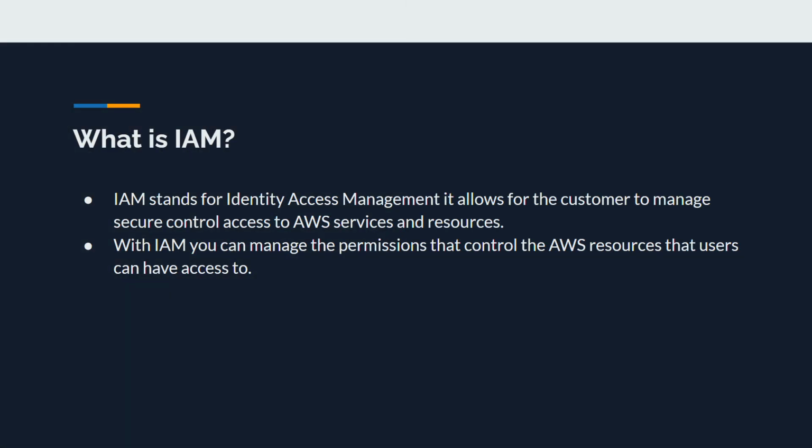What is IAM? IAM stands for Identity Access Management. It allows for the customer to manage secure control access to AWS services and resources. With IAM, you can manage the permissions that control the AWS resources that users can have access to.